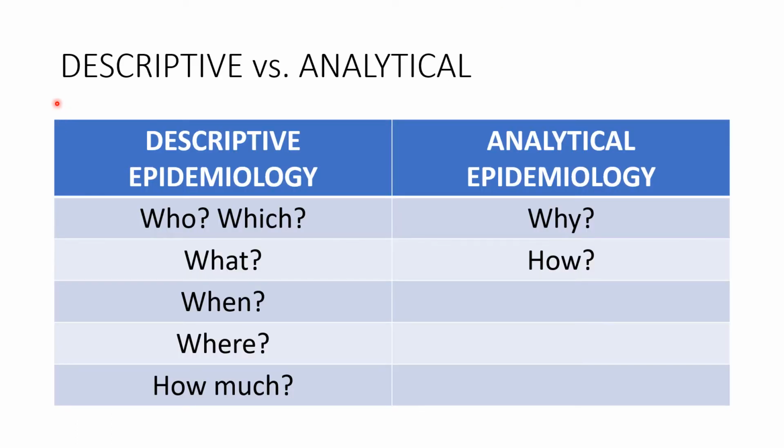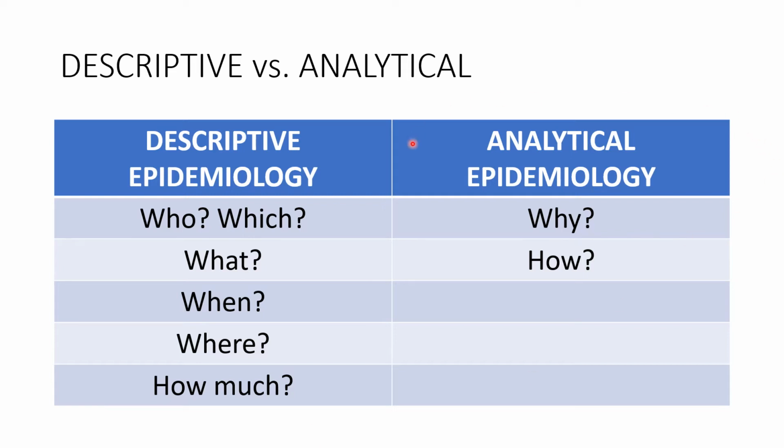Now, if we use those important questions laid out in the previous slide, we can actually divide the field of epidemiology into two. You have your descriptive and analytical epidemiology. As the name implies, of course, descriptive epidemiology aims to describe the occurrence of the disease or the health phenomenon in the population. So again, who, which, sino, ano ang nagkasakit, what is the disease, when, kailan, where, saan, and how much. Gaano karami ang may sakit at gaano karami ang walang sakit.